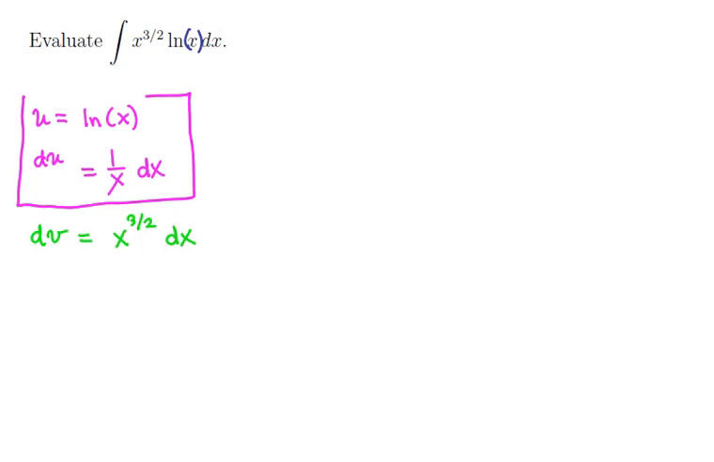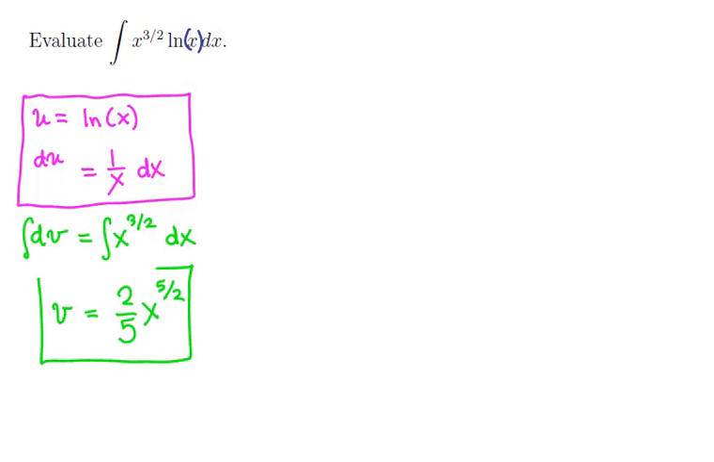And next we're going to need to integrate the differential of v. So we integrate both sides of this formula, and we're going to get v is equal to, let's see, we up the power by 1 to get 5 halves, divide by the new power, 2 fifths, and we have the formula for v. And so now we're ready to use the integration by parts formula.